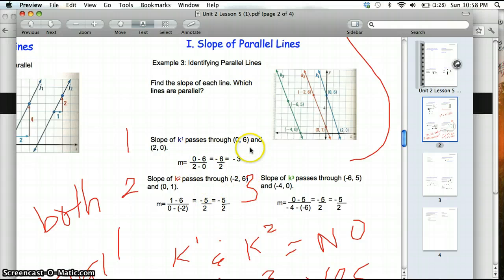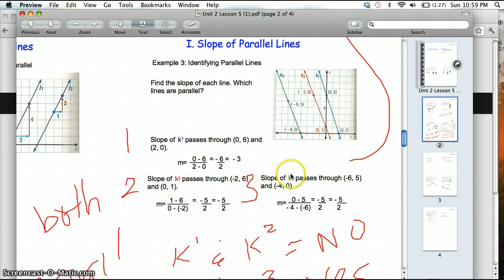Slope of K1 is negative 3, and the slope of K2 is a negative 5 halves. Those aren't equal. So K1 is not parallel to K2. Let's see about K1 and K3. Now K1 slope is a negative 3, K3 slope is a negative 5 halves. Again, those slopes are not equal. Therefore, K1 and line K3 are not parallel to each other.